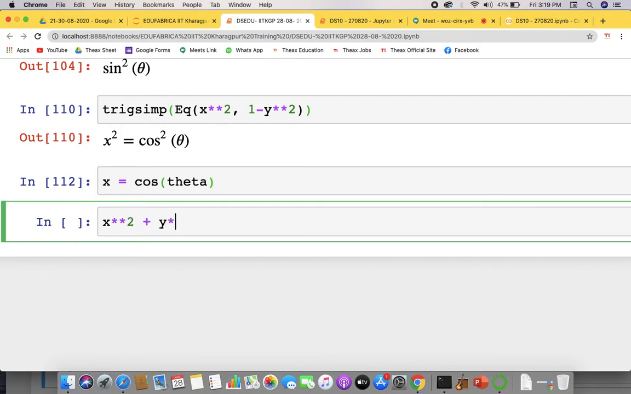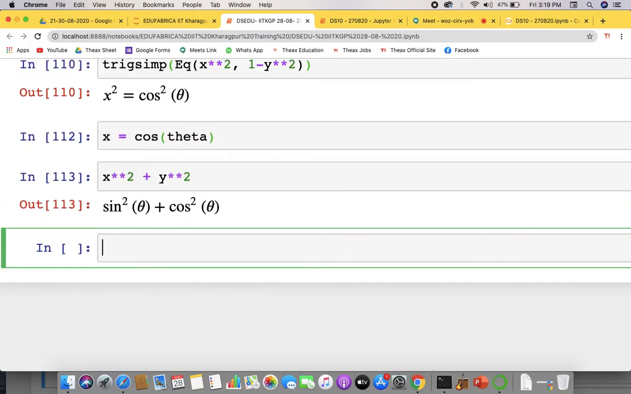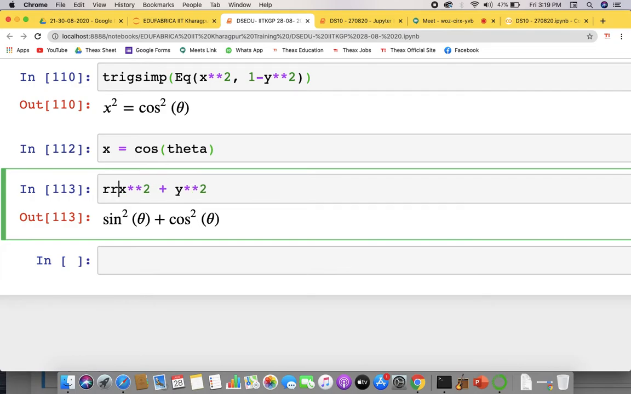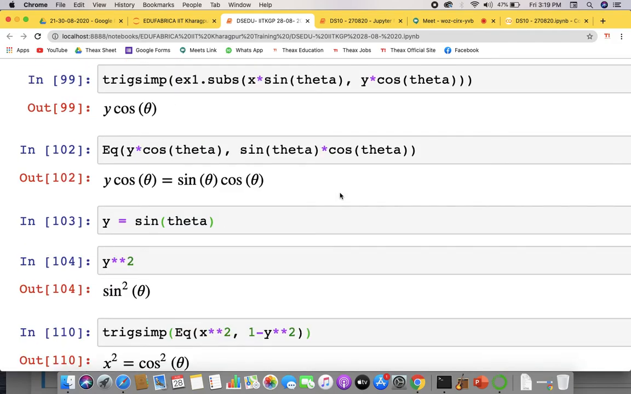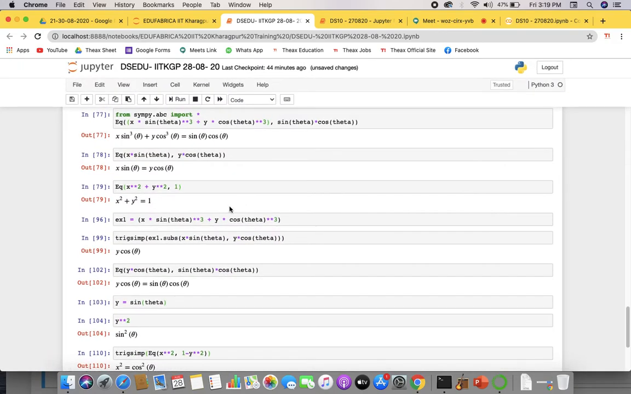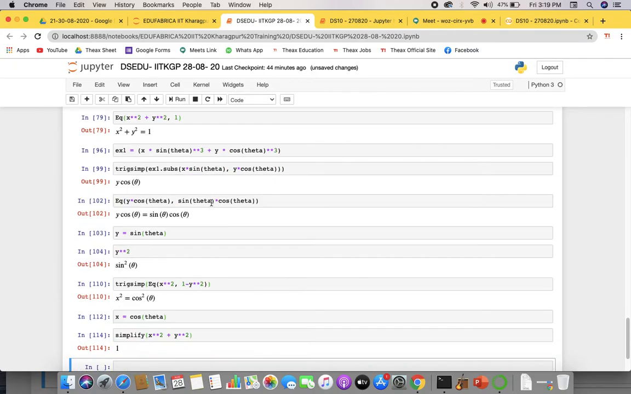So x square plus y square will give you the value of 1. You will have to solve it. If you use simplify or anything in this case, it will give you 1, and that is the proof. So I found this as the shortest step, right?